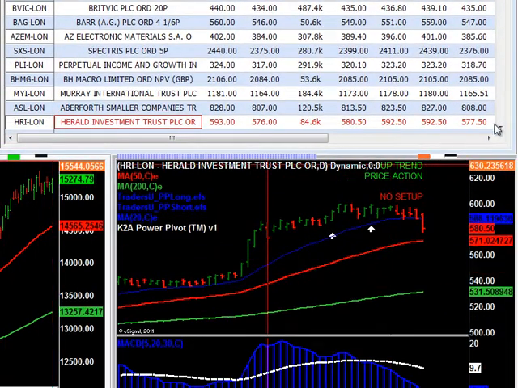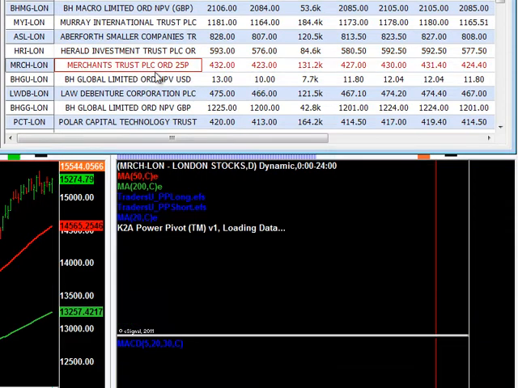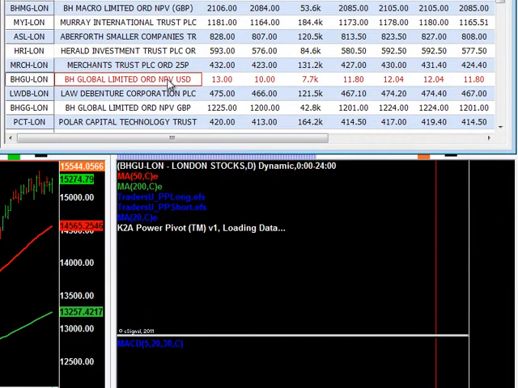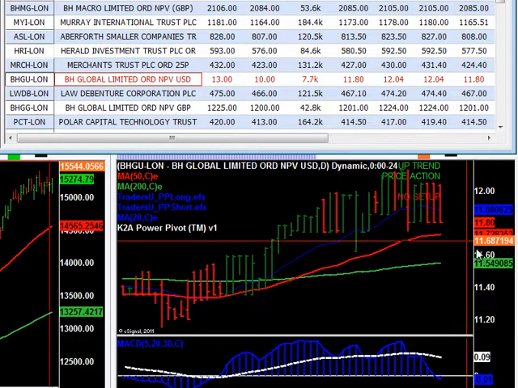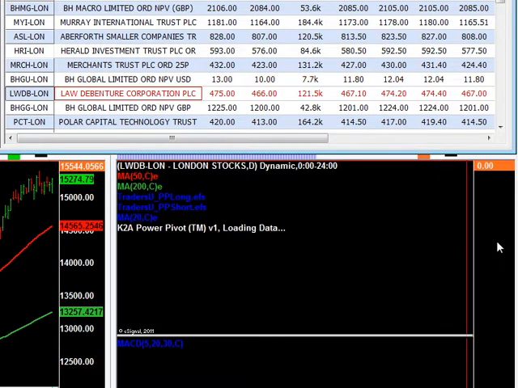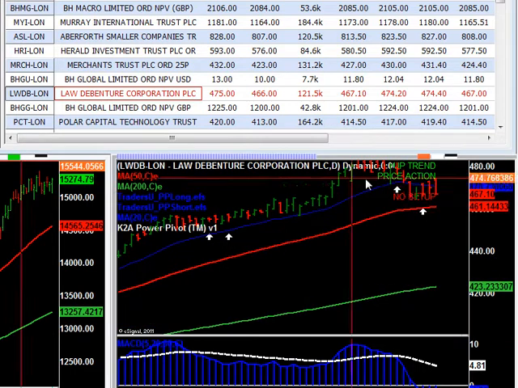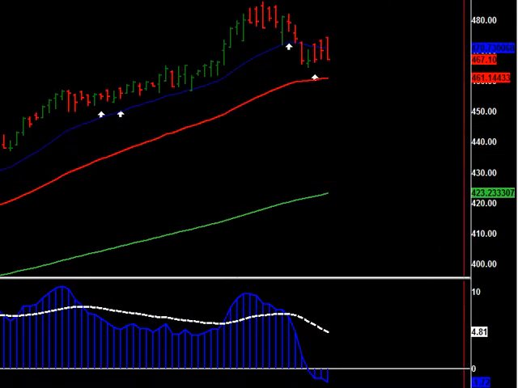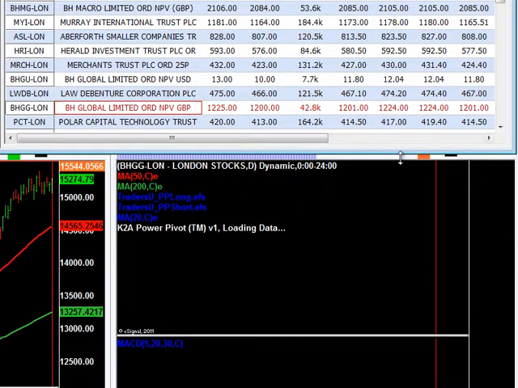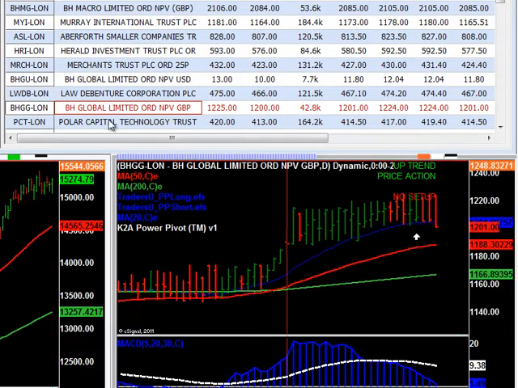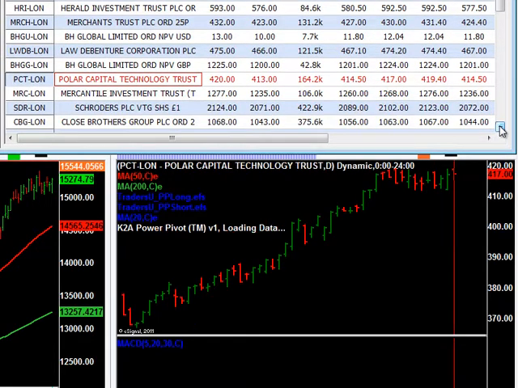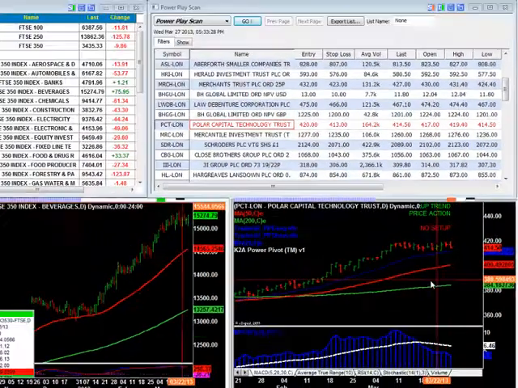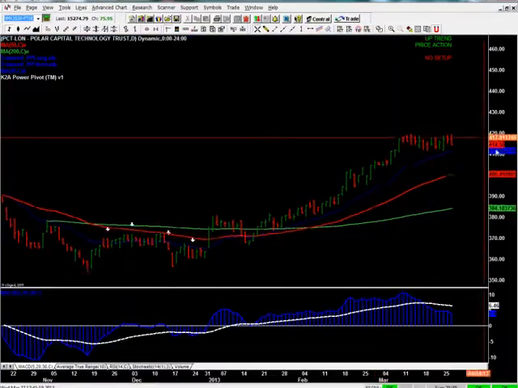Got this one here, not much happening there. Next one, this one here, nothing there. Next one, nothing. Next one, not very clear. Next one, not very clear. Next one, it's going flat. You can look for breakouts here actually.